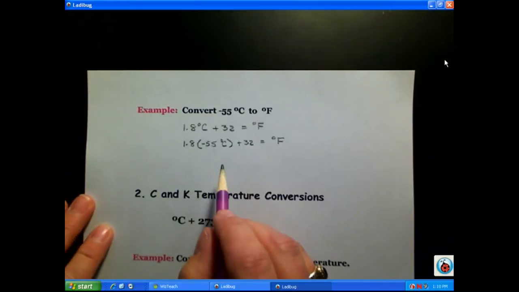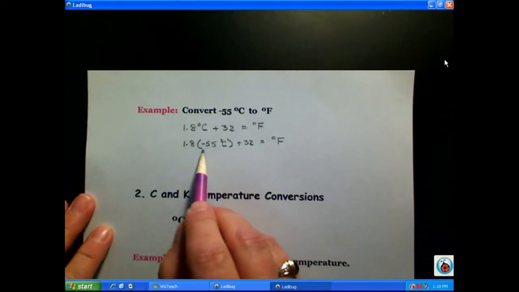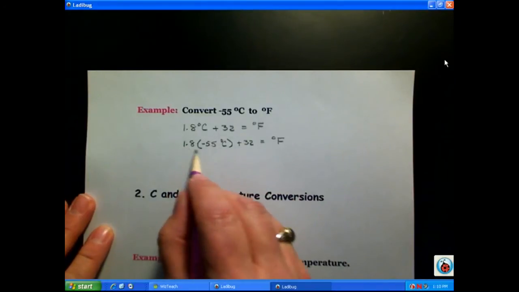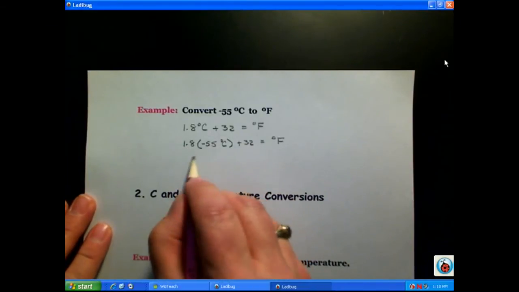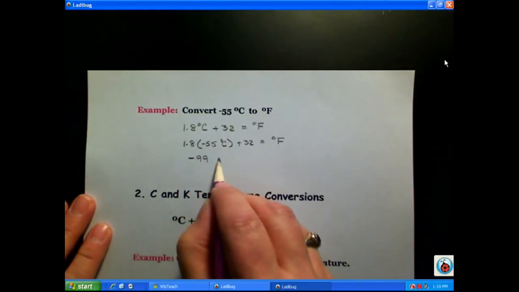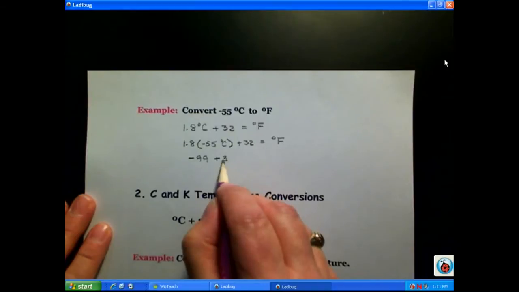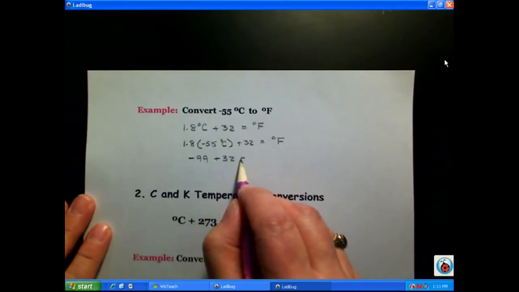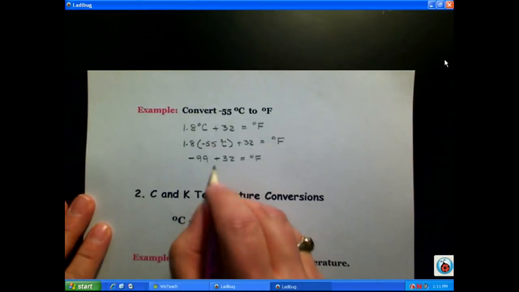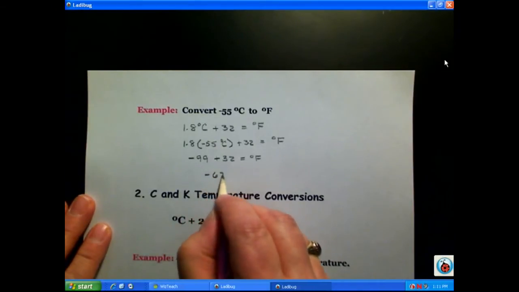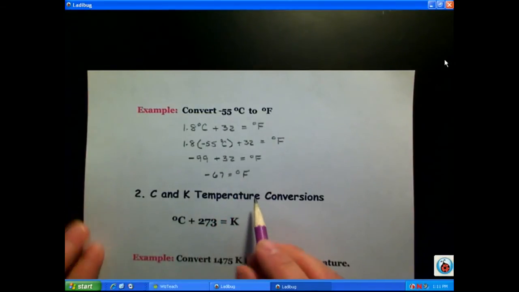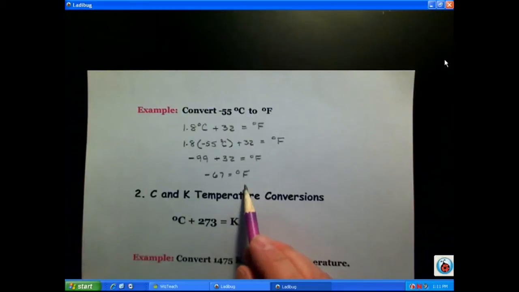So we'll want to follow the order of operations, work from the left to the right. 1.8 times negative 55 is a negative 99 plus 32 will equal our degrees Fahrenheit, and then you add negative 99 to 32 and you end up with a negative 67 for your temperature. So it's negative 67 degrees Fahrenheit.